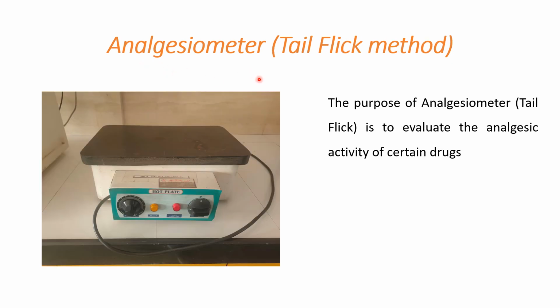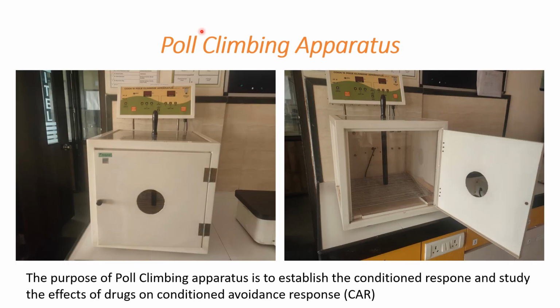Then the next is the analgesiometer. Again, the purpose of analgesiometer is to evaluate the analgesic activity of certain drug. Then the last is the pole climbing apparatus.